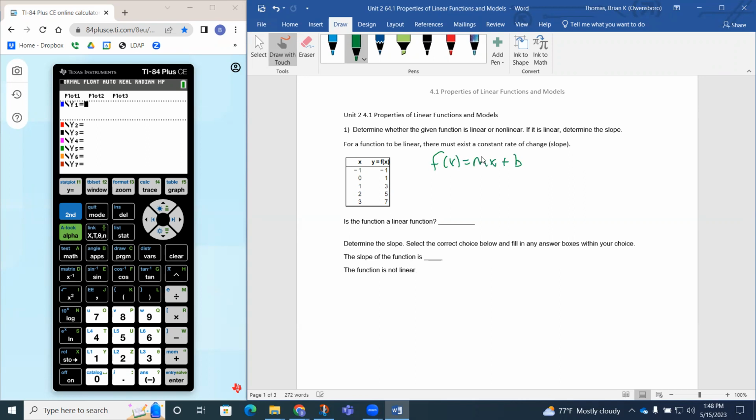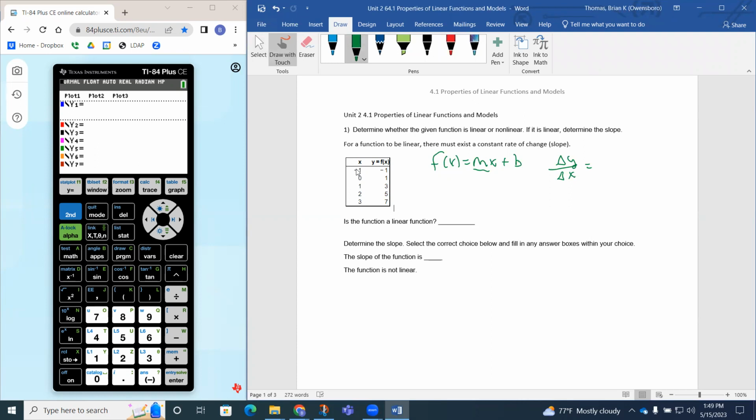So one thing about linear functions is the slope concept. For a function to be linear, there must exist a constant rate of change, which we call the slope. So the change in y over the change in x has to remain constant. It doesn't matter what ordered pair you're looking at. If you look at the x's, they're already in order.